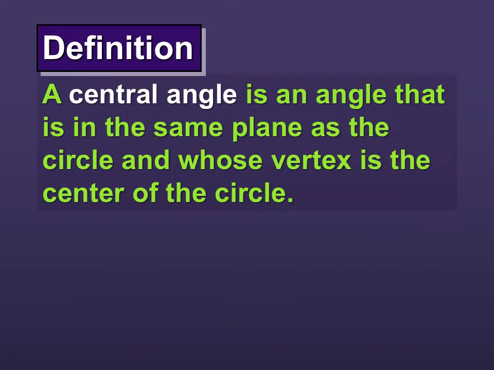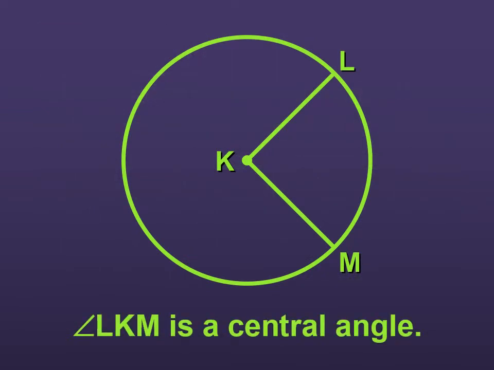So the first definition I want us to look at is a central angle. A central angle is an angle that is in the same plane as a circle and whose vertex, this is the very important part, the vertex is the center of the circle. So if we look here, we have angle LKM. Since its vertex, which is point K, is also the center of circle K, we can say that angle LKM is a central angle.